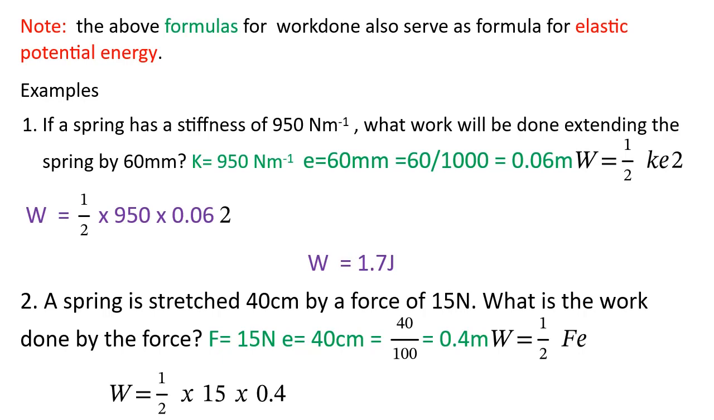Now, looking at the question, we have the force and we have the extension. Therefore, the formula suitable to solve this question is half FE. Therefore, work done is equal to 1 over 2 times 15, that's the force, times 0.4 meter, which is the extension. Multiplying them, you're going to have work done equals 3 joules.